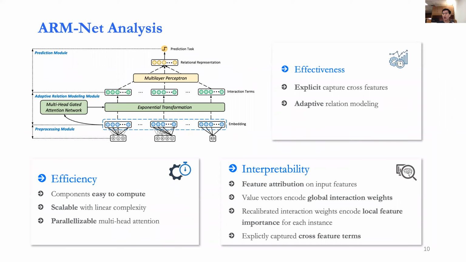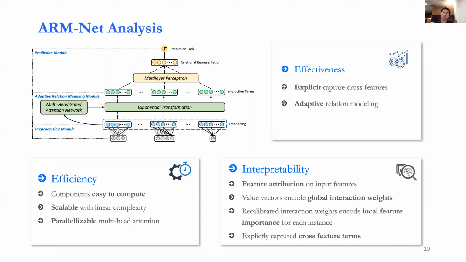With AMNet, we can now explicitly model cross features for structured data learning. Next, we briefly discuss the effectiveness, efficiency, and interpretability of AMNet. First, effectiveness. As we discussed previously, explicit modeling of cross features is advantageous, and adaptive relation modeling can dynamically filter noisy features, which is more effective than static modeling approaches.